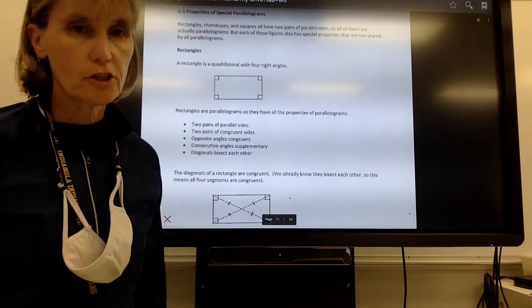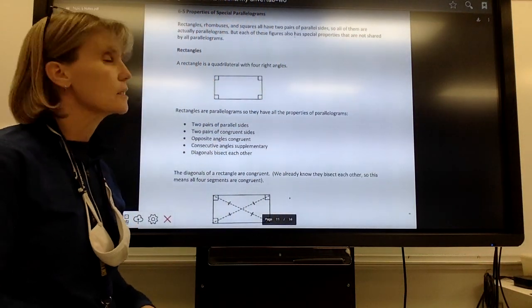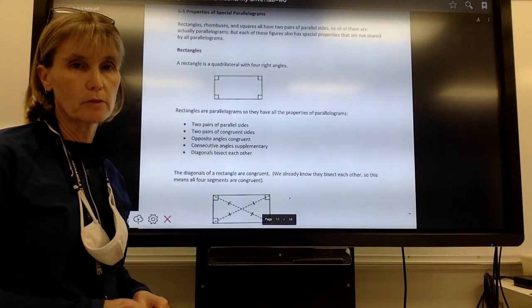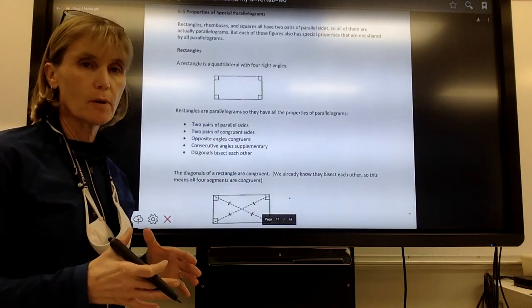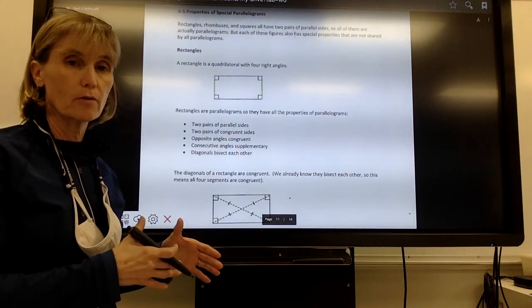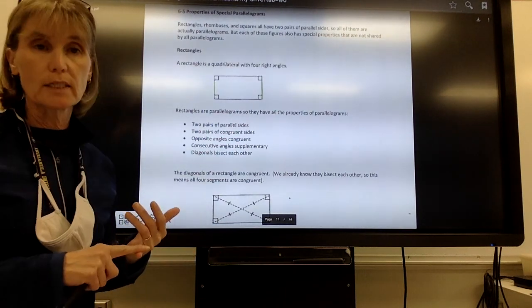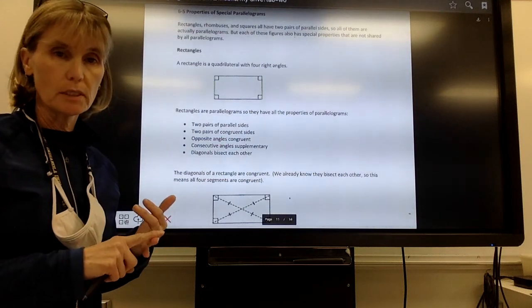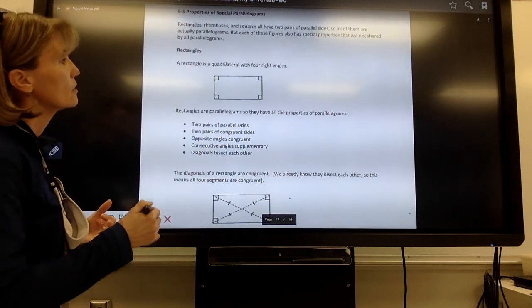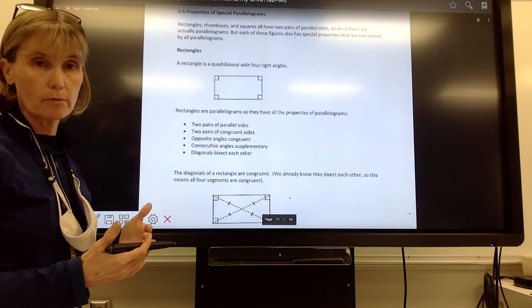All right, the last section for this topic 6 is 6.5, and it says properties of special parallelograms. So we're going to continue to talk about parallelograms, but we can get even more specific than a parallelogram. We're going to talk about rectangles, rhombuses, and squares. And the thing about all three of those is they are parallelograms.